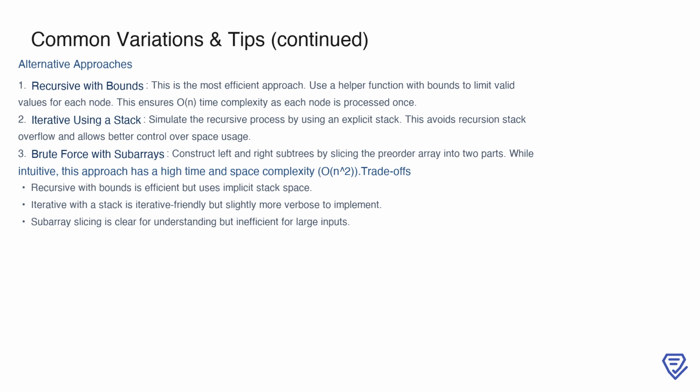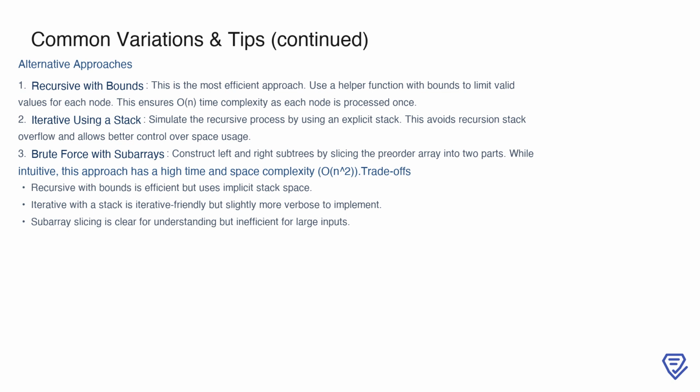There are several approaches to solving this problem, each with its own trade-offs. The most efficient method is a recursive solution that uses bounds to limit valid values for each node. By passing these bounds into a helper function, you can ensure that each node is processed only once, achieving O(n) time complexity. Another effective strategy is an iterative approach using a stack. This simulates the recursive process but avoids the use of the function call stack, which can help prevent stack overflow in cases of deep recursion. An iterative solution also gives you more direct control over memory usage, though it can be more verbose to implement.